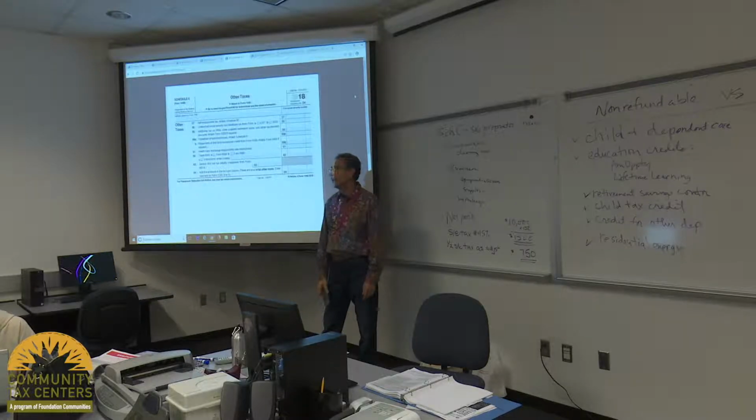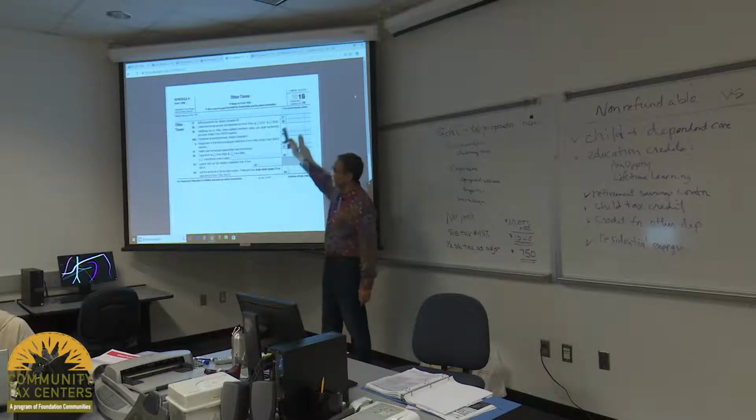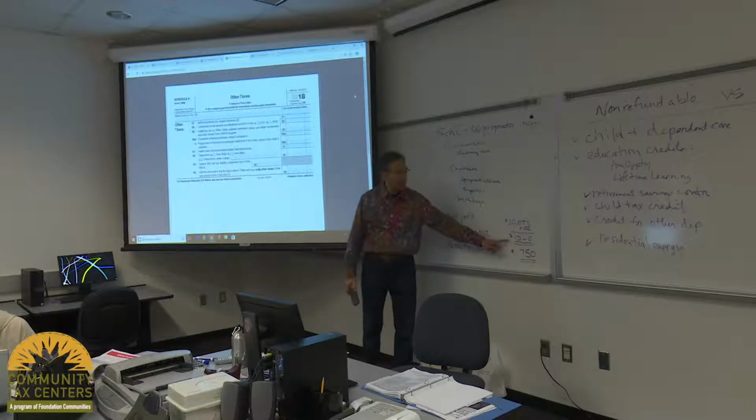The whole amount? The 1,500. The self-employment tax. You see the whole amount right there. In my example, it's that $1,500.